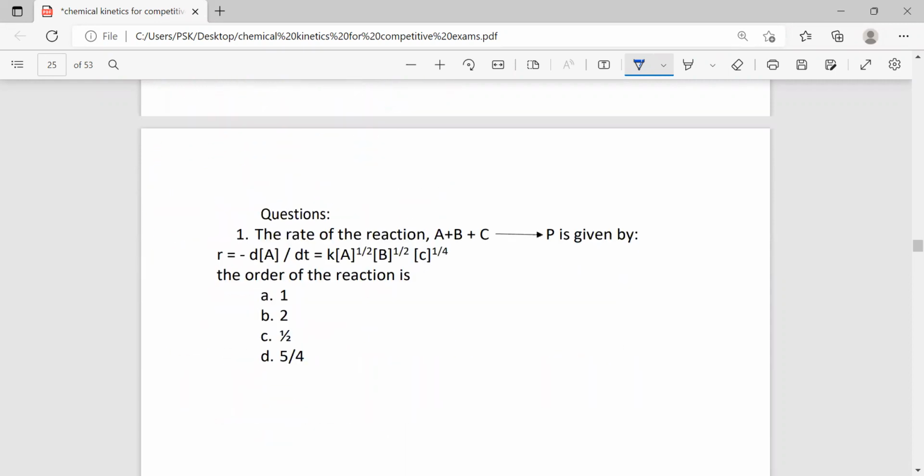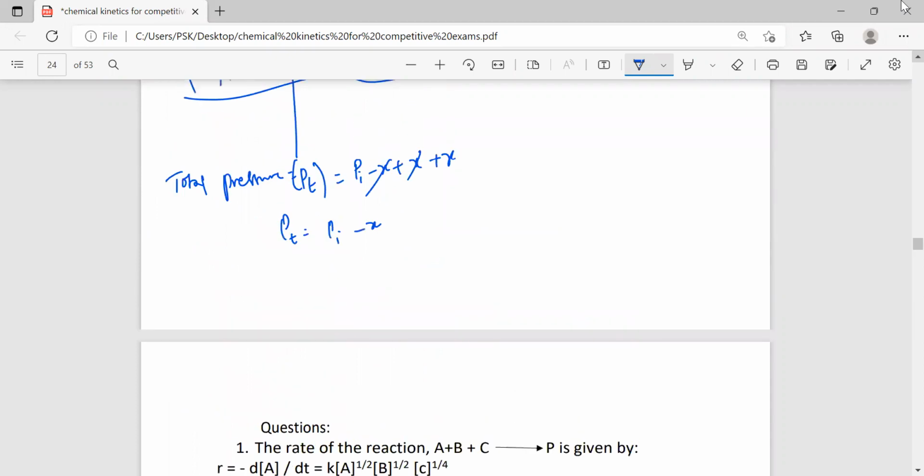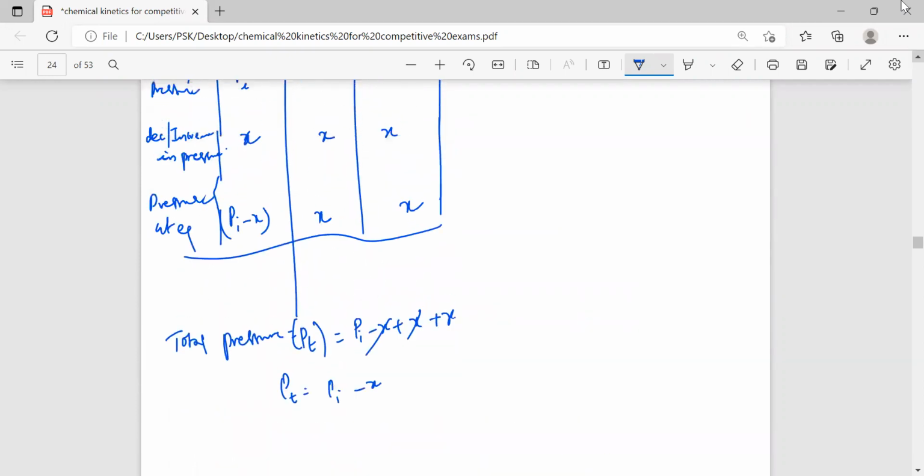So what will it be, Pi minus X, or Pi plus X? Yes, Pi plus X, sorry, Pi plus X. So what will be X? X will be equal to PT minus Pi. If you take this Pi to the left, it becomes PT minus Pi.